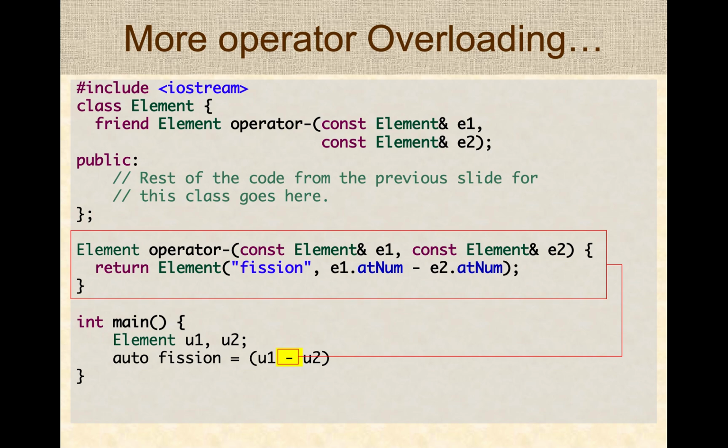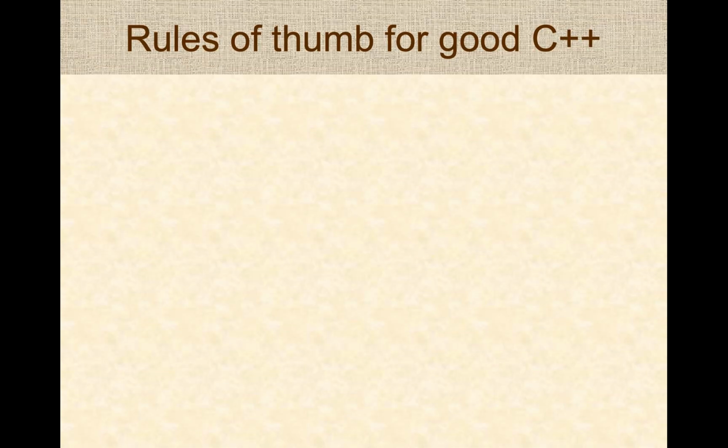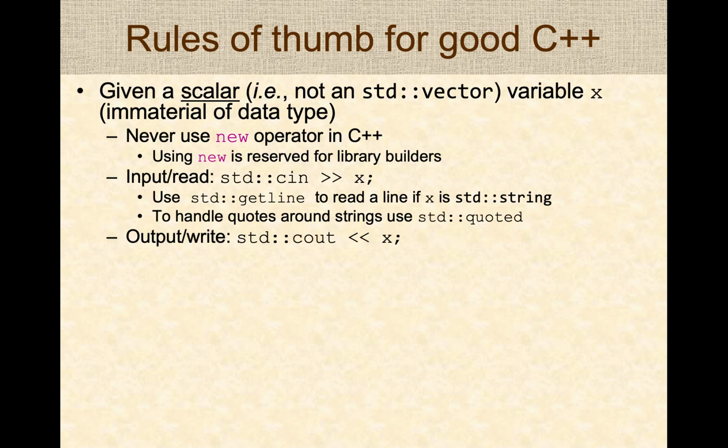Similarly, you can implement addition, subtraction, multiplication, division, modulo. So you can overload almost all of the standard mathematical operators in C++ and streamline the API for different classes. All right. That was about all you need with most of the core object-oriented concepts in C++. So let's review the rules of thumb for good C++.